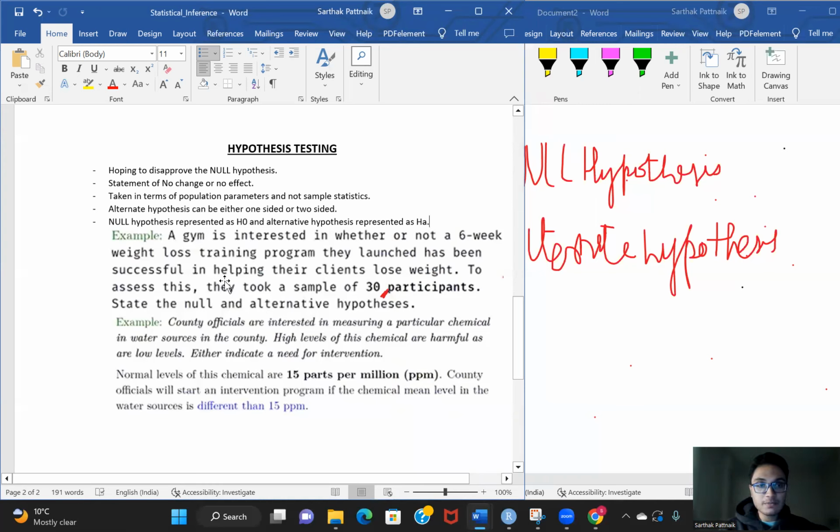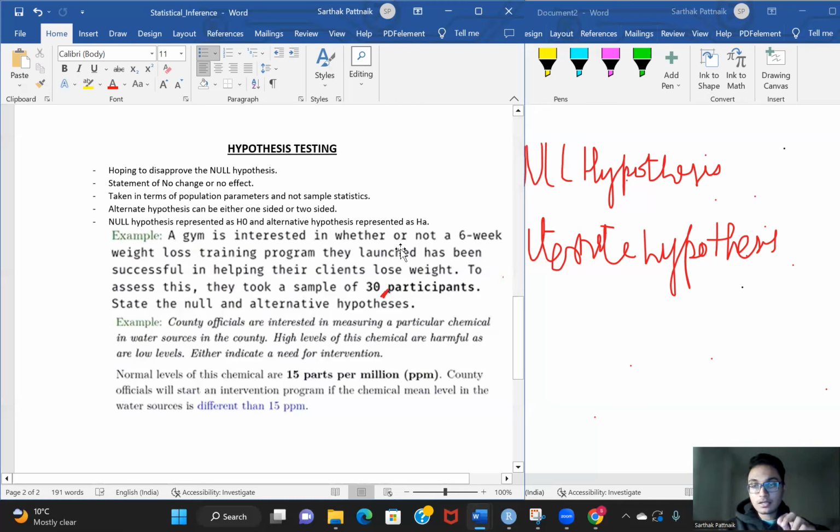The example states that a gym is interested in whether or not a 6-week weight loss training program they launched has been successful in helping their clients lose weight. To assess this, they took a sample of 30 participants. State the null and alternate hypotheses.